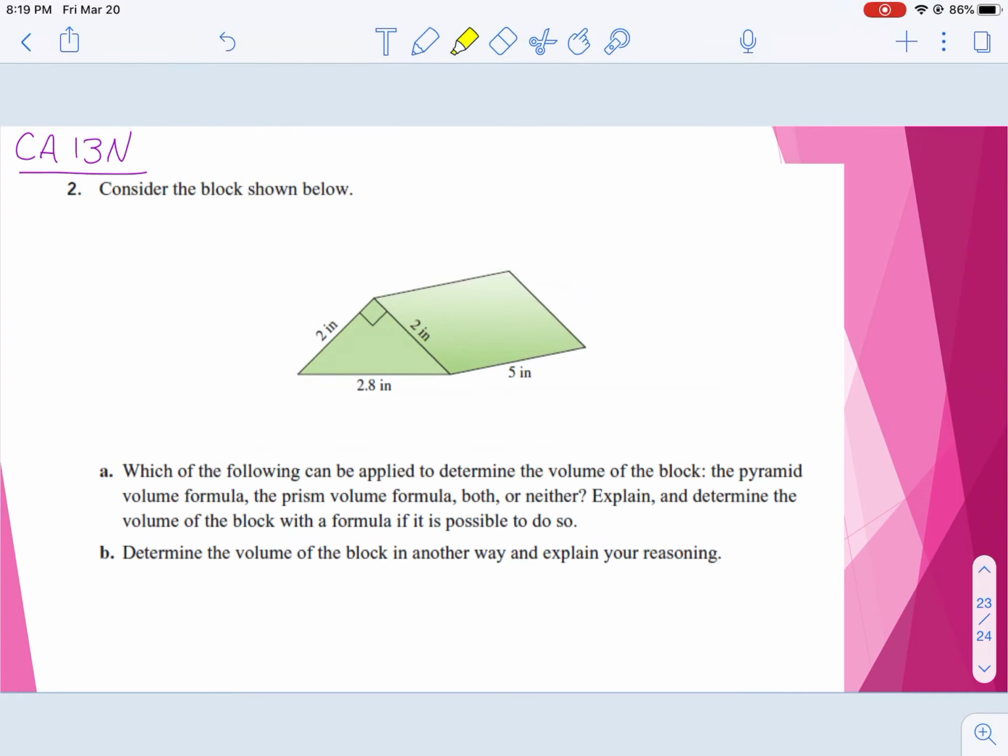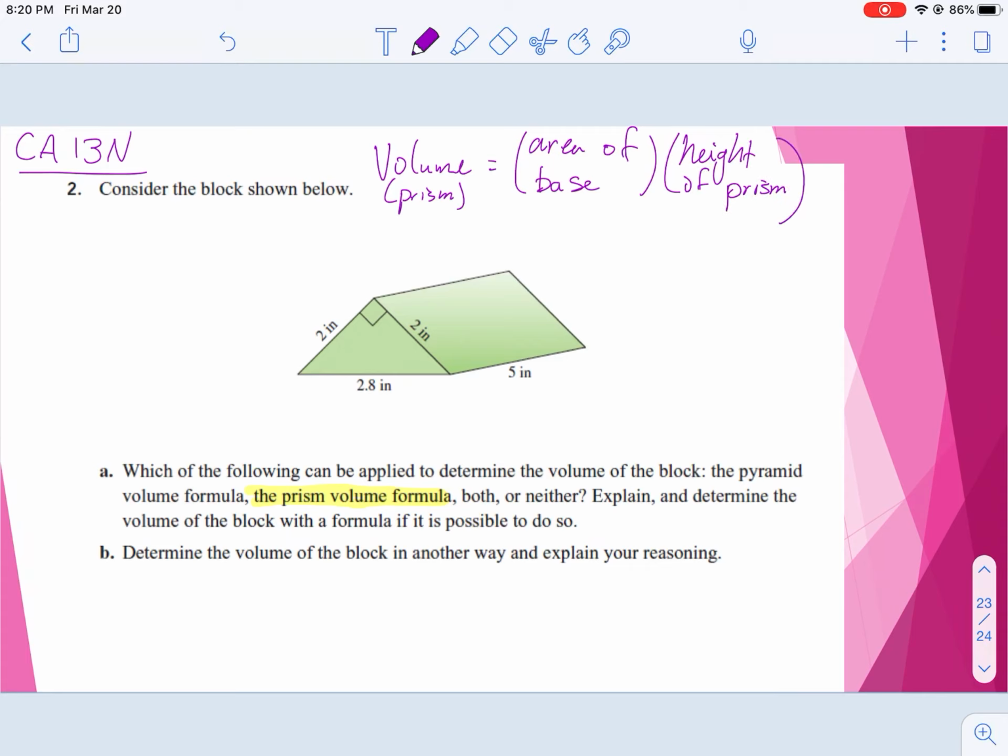So if we look here, I said it's a triangular prism, so it probably makes sense that we would use the prism volume formula. If we're going to do that, we have to remember the formula. Do you? Hopefully you do. So the volume of a prism is the area of the base times the height of the prism.